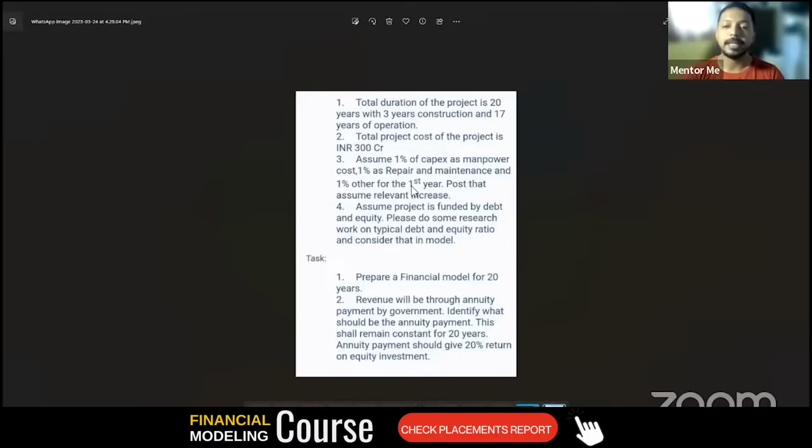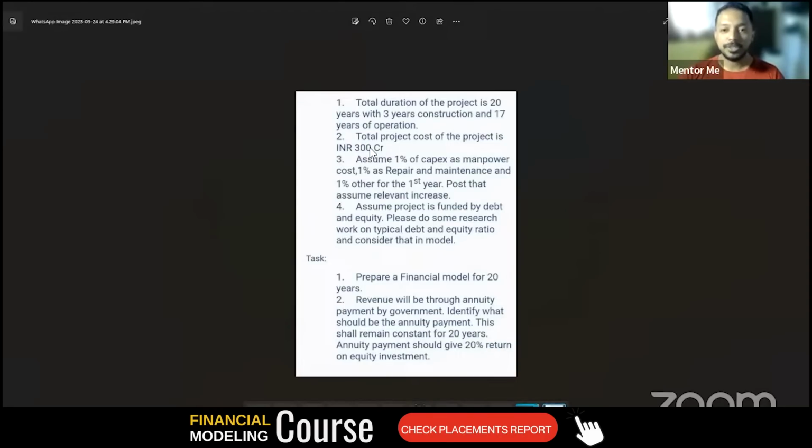Now, after this, the employer is trying to test whether you actually understand finance or not, right? In fact, yesterday itself, I was teaching this case as a practice case in the class, right? So assume 1% of capex as manpower cost. That means you also have to forecast capex. Now you might say the capex is 300 crores, but that is wrong. Capex, capital expenditure, is actually not 300 crores because you will also be taking debt and equity.